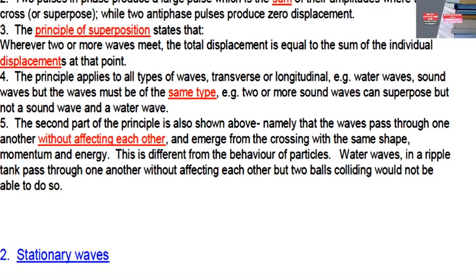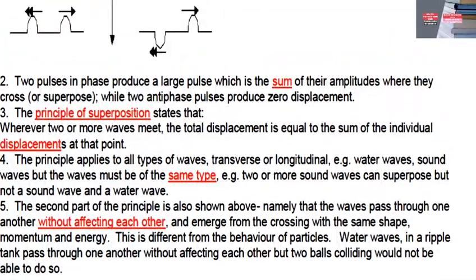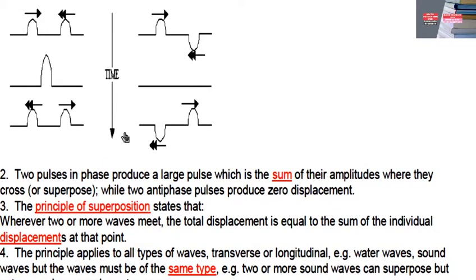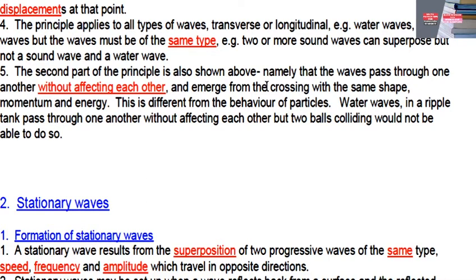The second part of the principle, also shown above, is that the waves pass through one another without affecting each other. As they pass through, they don't interact to deform one another. So the wave that emerges from the point of meeting, whether going to the right or to the left, continues without having been deformed in its shape. The shape remains the same. They emerge from crossing with the same shape, momentum and energy.